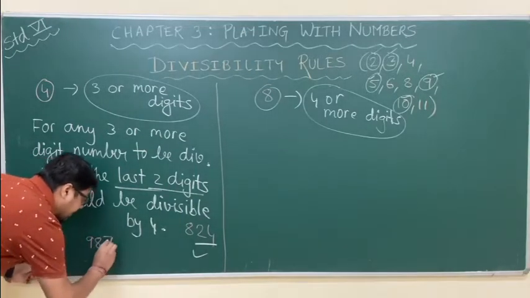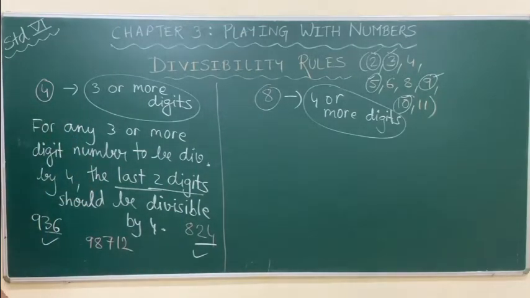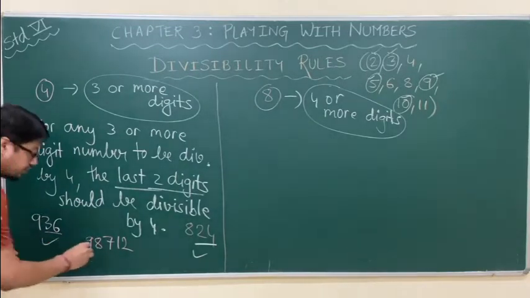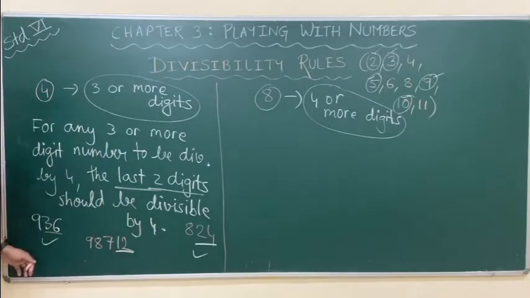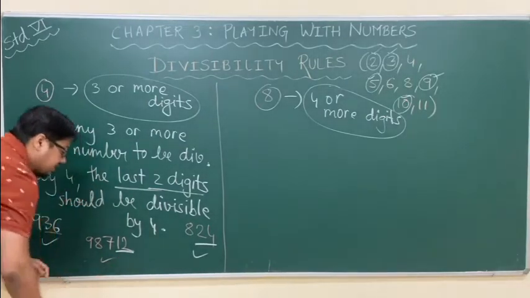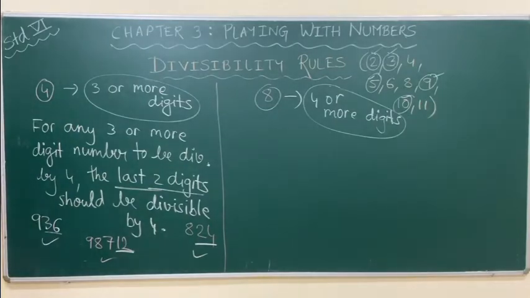98712. Taken a bigger number, 98712. Last 2 digits 12. Is 12 divisible by 4? Yes. Therefore, this given number is divisible by 4.